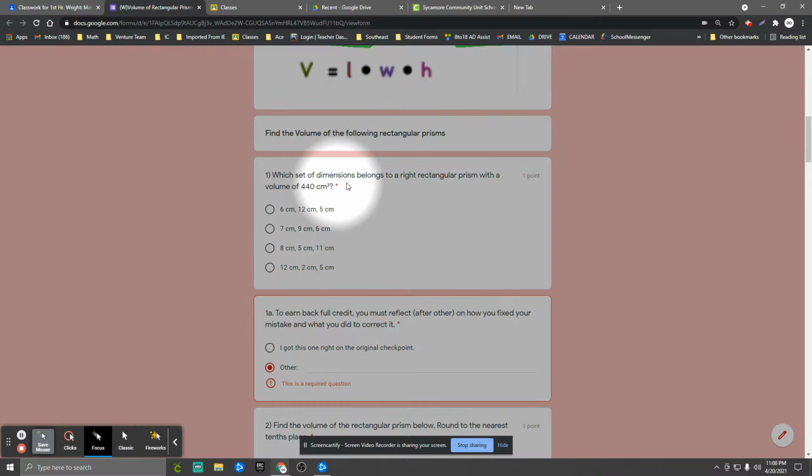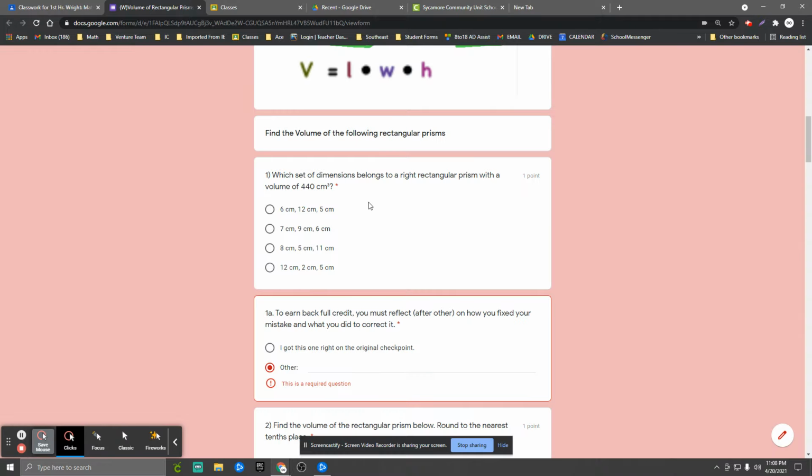Number 1 says, which set of the dimensions belongs to the right rectangular prisms with a volume of 440? So that word dimensions, if you didn't know what that means, it's the lengths, the measurements, and we're talking about each dimension multiplied by each other to get that volume. So we've got the dimensions would be a 6 by 12 by 5, or a 7 by 9 by 6, etc. So you're looking for which of those would multiply to make 440.